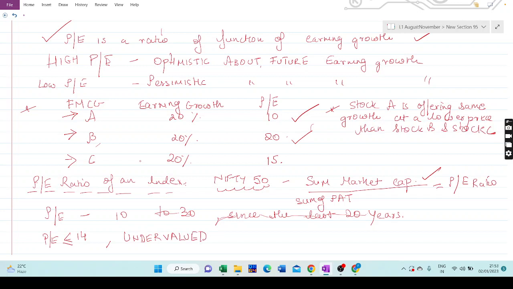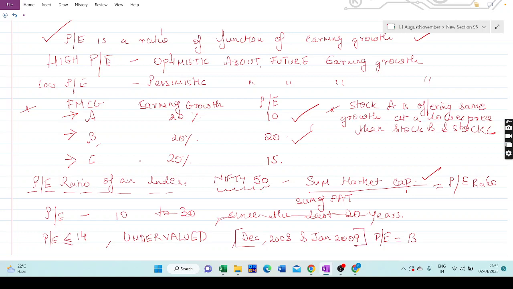And Nifty is expected to increase after this, right? When the P ratio of Nifty falls to 14 or less, you can expect a bounce back in the market. See, in December 2008 and January 2009, the Nifty P ratio was around 13.